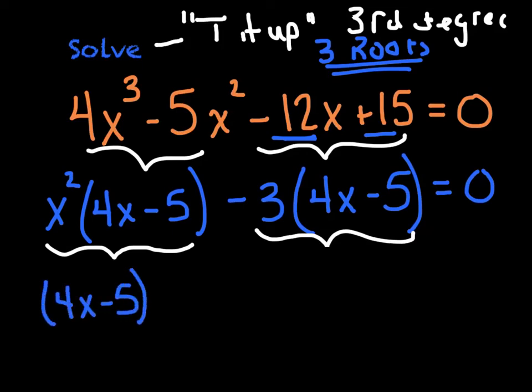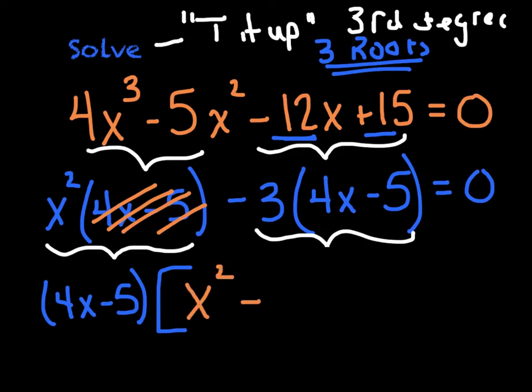Remember, make a note if you need to. We're pulling out the binomial GCF. Now let's bracket in what we have left. Take out the 4x minus 5. And here you're left with x squared. Then you're left with the minus sign. And if you take it out here, you're left with a 3.